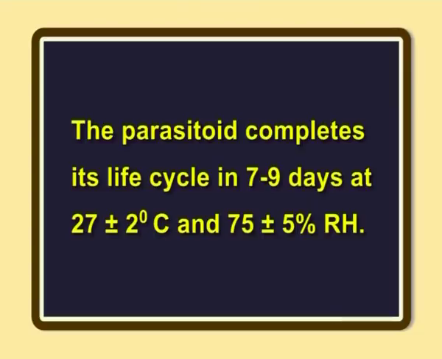The egg cards are introduced into round glass bottles already containing the just emerged parasitoids and exposed for 24 to 48 hours. The parasitoids readily parasitize the fresh eggs under dark condition or subdued light. More than 90% parasitization takes place. It is also estimated that parasitoids emerging from one egg card can parasitize 10 to 12 cards of similar size. The parasitoid completes its life cycle in 7 to 9 days at 27 plus or minus 2 degrees centigrade and 75 plus or minus 5% RH.